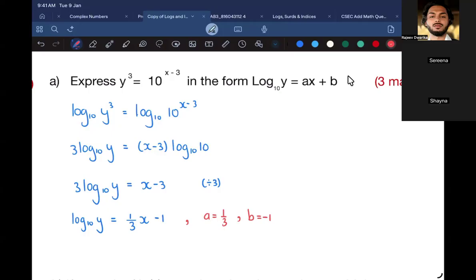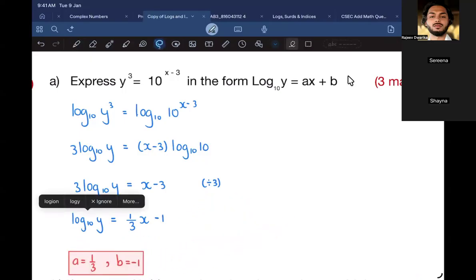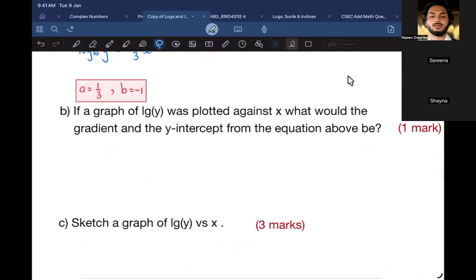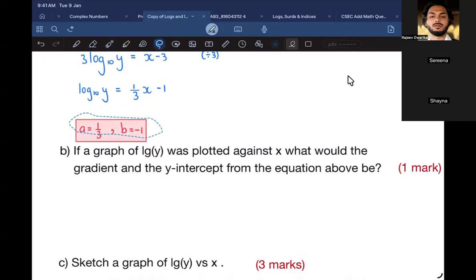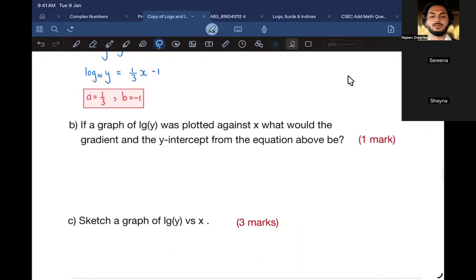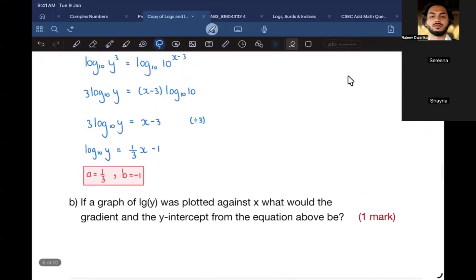But let me know if you understand everything we have on the screen. Yes, sir. Okay, cool. Right. So Shina, while you're here, I want you to tell me if a graph of log y was plotted against x, what would be the gradient and the y-intercept from the equation above? Tell me that, Shina.